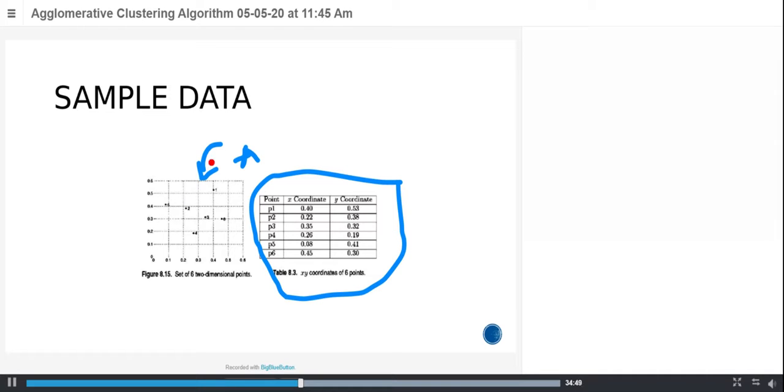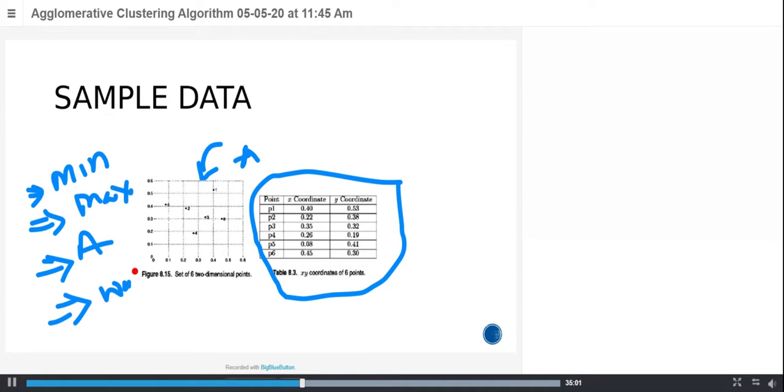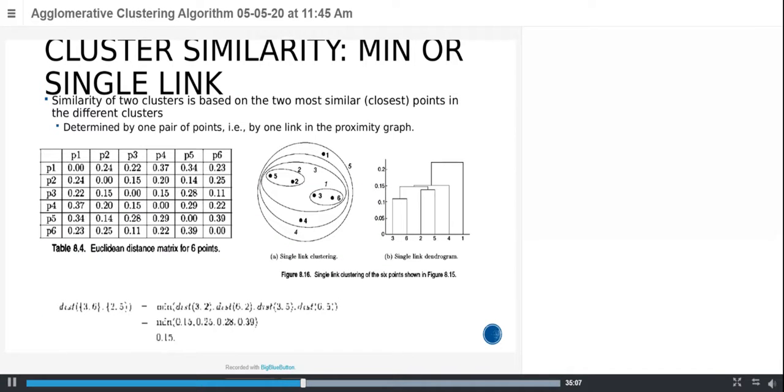So in order to merge, we have four techniques we can apply: either the minimum technique, the maximum technique, the average technique, or Ward's technique. Any of the four techniques we can use in order to merge any two clusters into a single cluster. First, the technique I'm going to apply is the minimum technique. The minimum technique is also called the single link technique. You need to remember, they may ask you in a question to apply the minimum technique or single link technique.